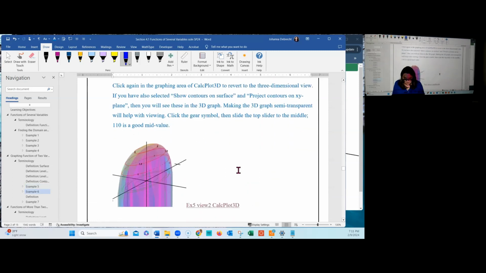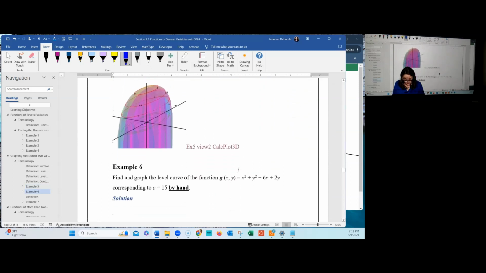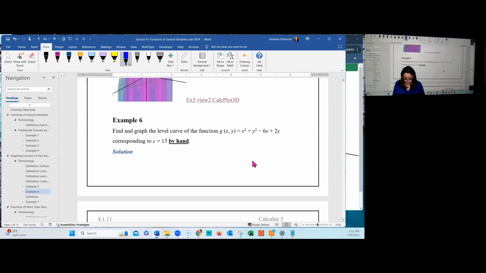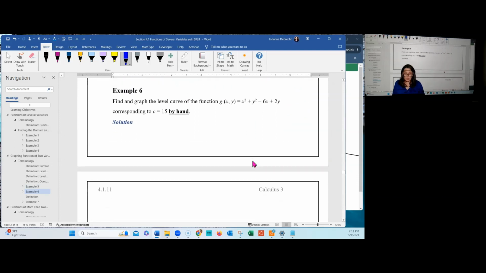Let's now take a look at example 6. In example 6, we want to find and graph the level curve of the function of two variables, x squared plus y squared minus 6x plus 2y, corresponding to a constant value of 15 by hand. So what would this level curve look like?